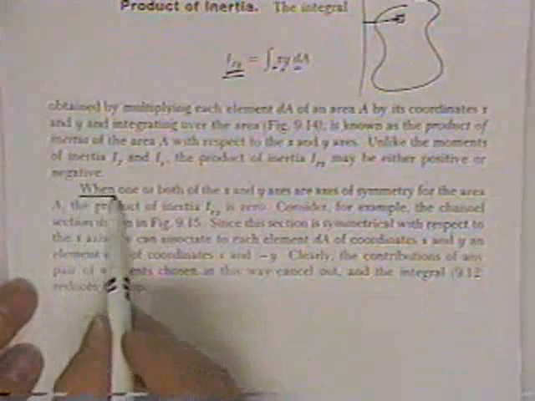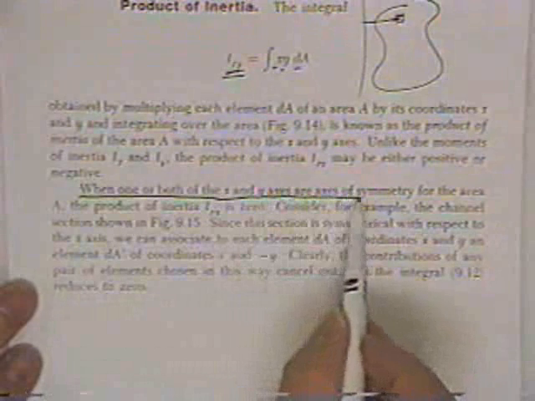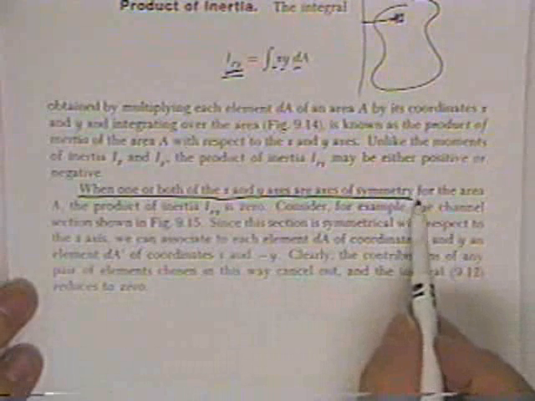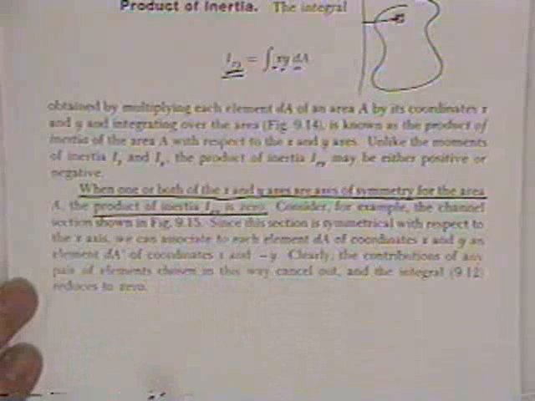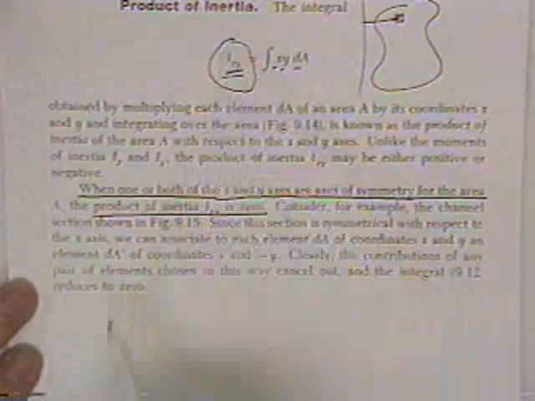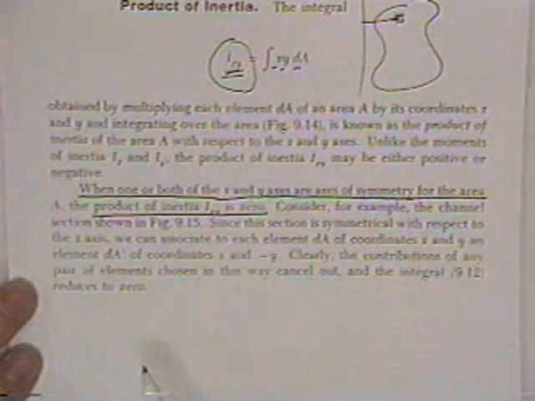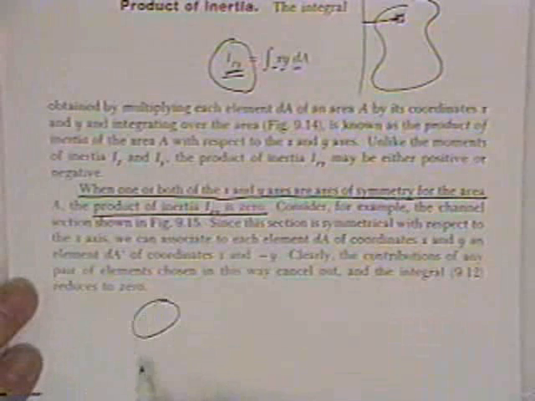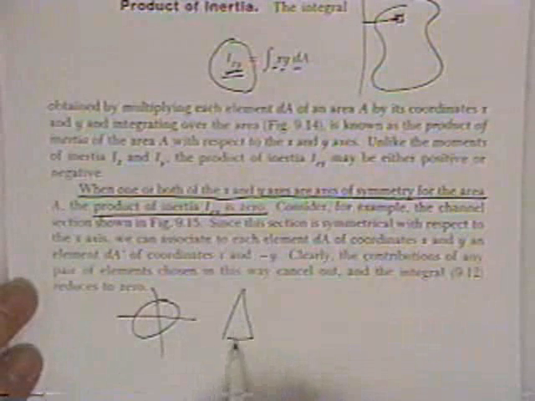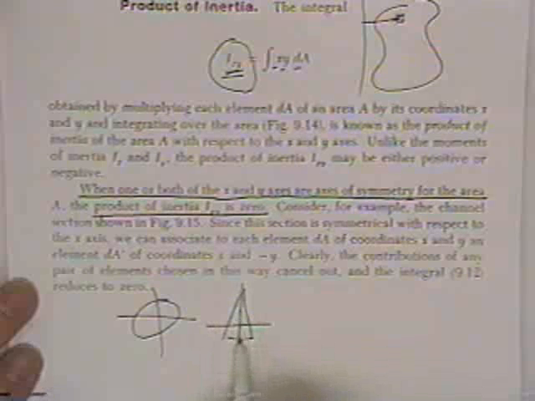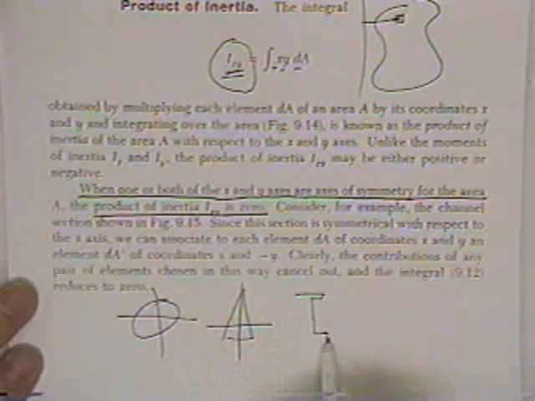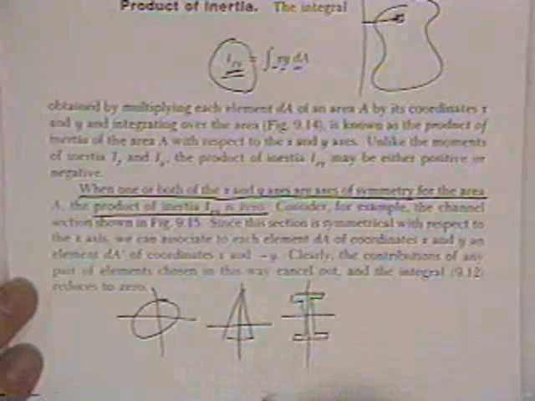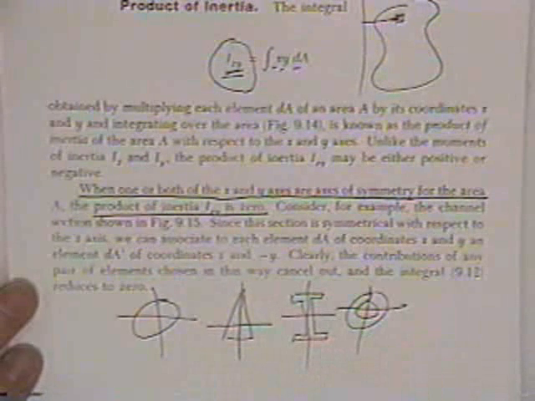So this is important. When one or both of the x or y axes are axes of symmetry, then the product is 0. What this term really measures is how far it is out of balance about both axes. So a circle, it's 0. A triangle, it's not symmetric, but it is symmetric about one axis, and therefore I sub xy is 0. A wide flange is symmetric and symmetric, so it's 0. Piece of pipe, symmetric, so I sub xy is 0.